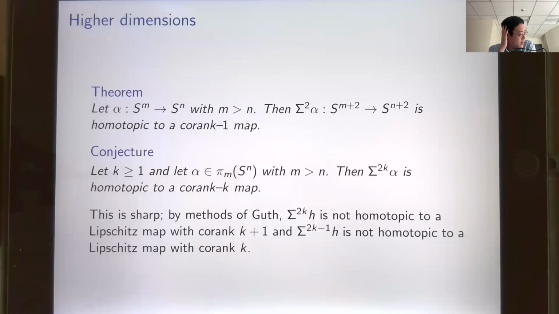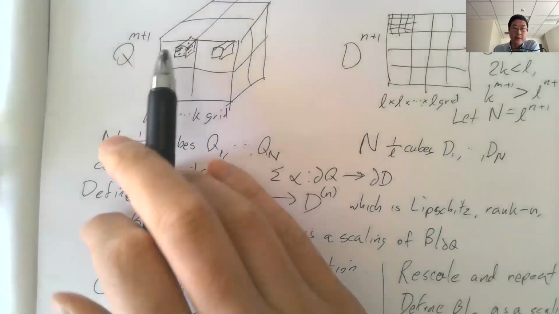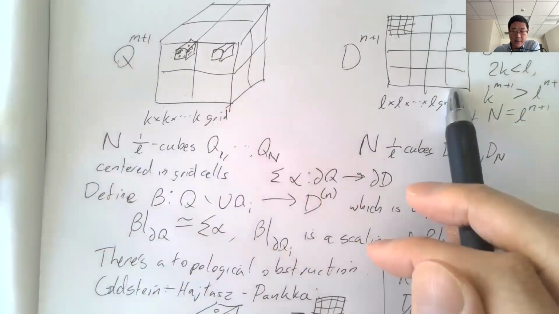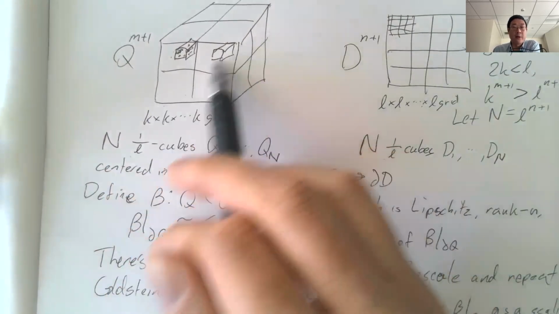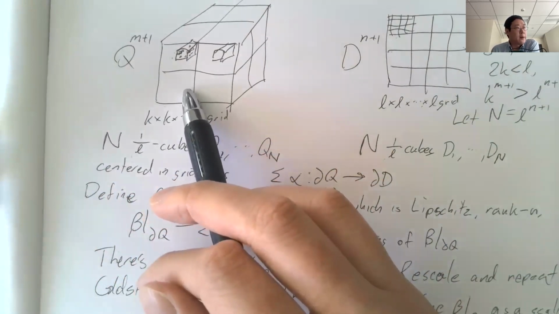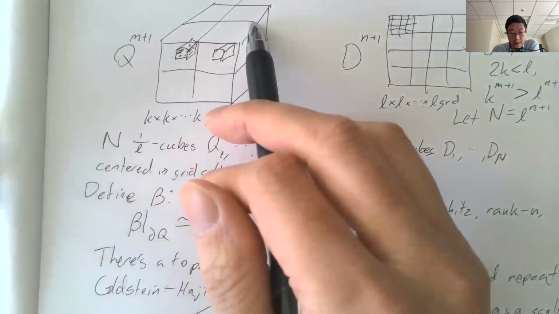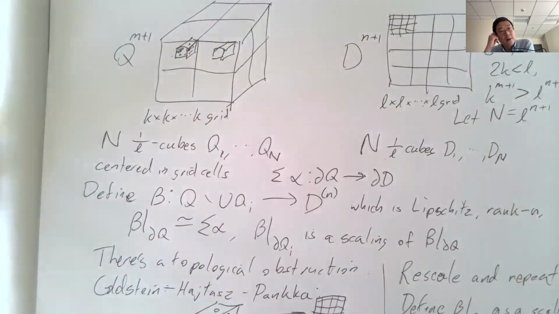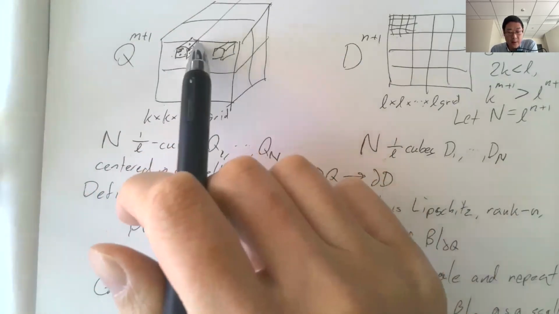So the philosophy of this is kind of that. The way that I think about these maps is that you start out with a question. You have a map from the boundary of the domain to the boundary of the target, and you want to extend that to the interior of the domain. And you don't necessarily know how to do that. You don't necessarily know how to construct a co-rank one map that extends that boundary.